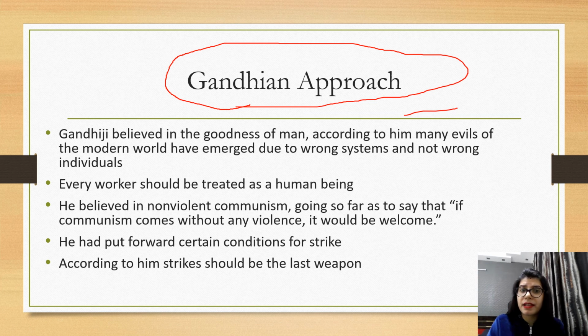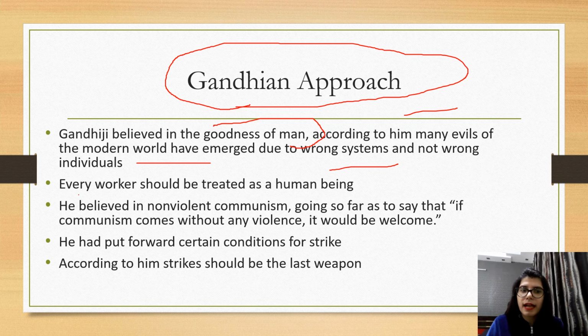Gandhiji believed in the goodness of man. What he believed was that all men are good. They become wrong due to the wrong systems and the evils of the modern world. He says that every individual is good. Every man or woman has goodness in them, but they do wrong activities due to the wrong systems and the evils of the modern world. So the people are not wrong, but their situations are wrong. This is said by Gandhiji.